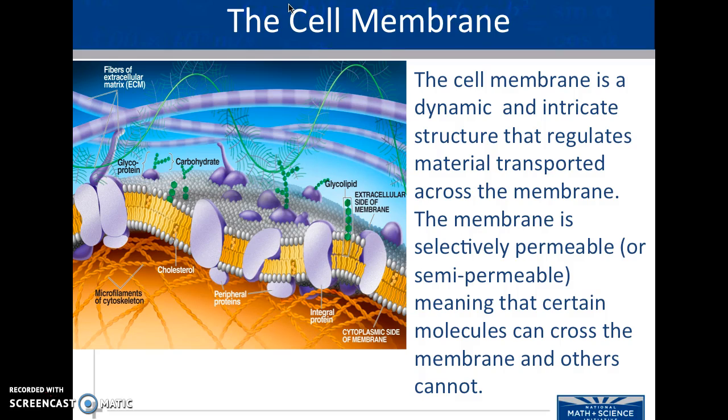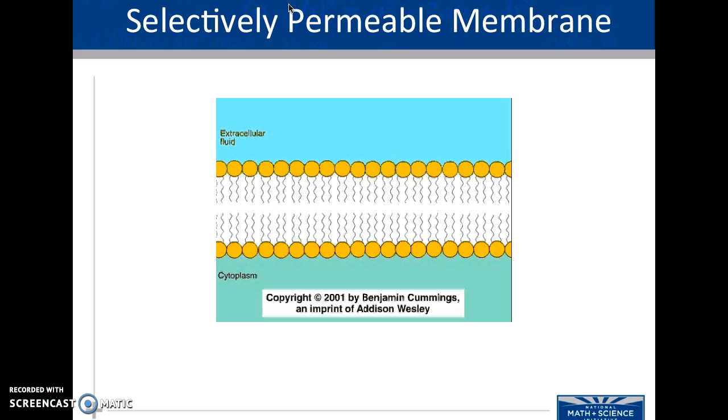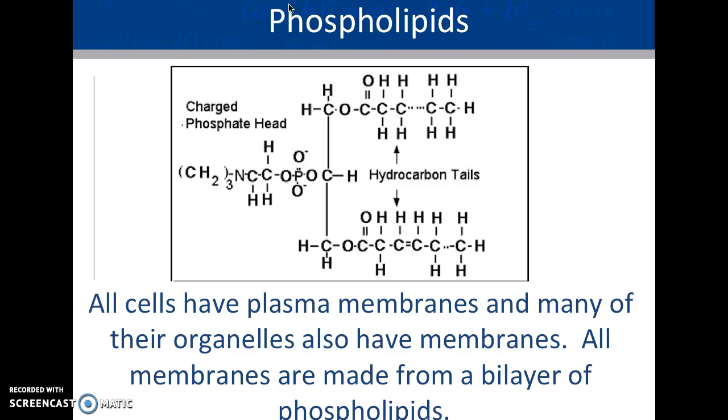It regulates materials that are transported across the membrane. We call it selectively permeable or the semi-permeable membrane, meaning some things can go across and some can't. There are lots of images or videos of this. Feel free to look it up if you would like to. So the phospholipids are the molecules that make up the membrane. All cells have this plasma membrane, and many of their organelles also have the same membrane.